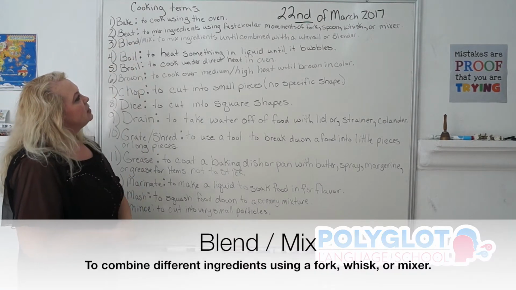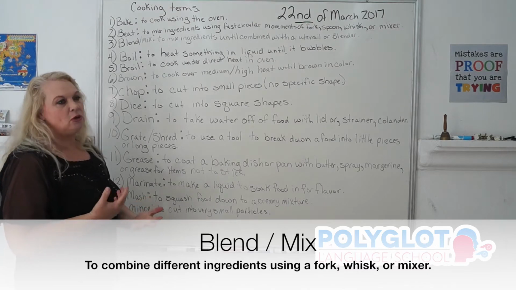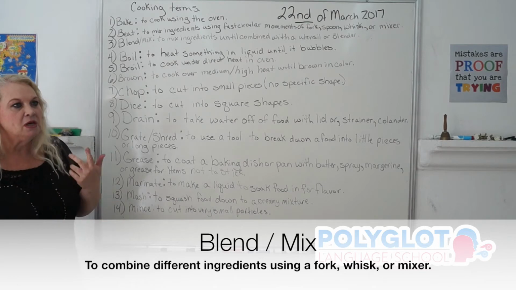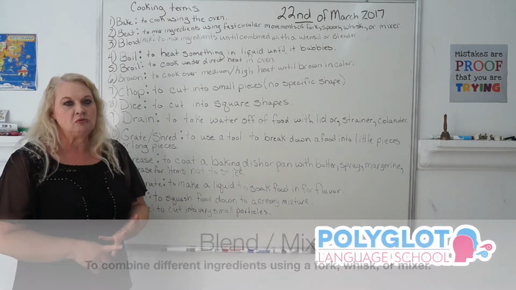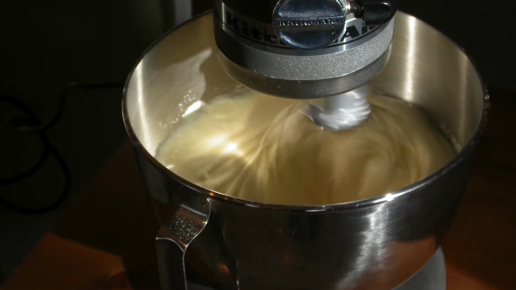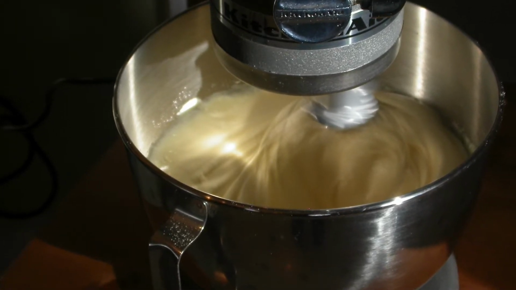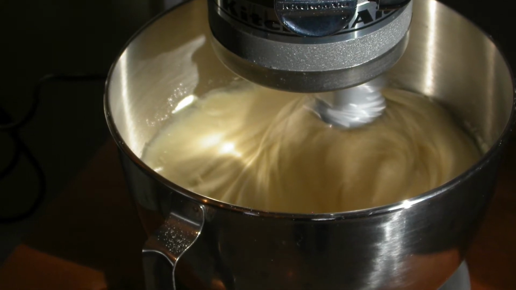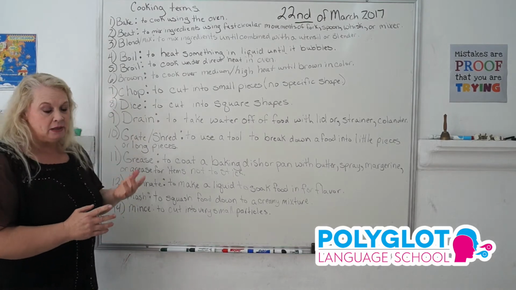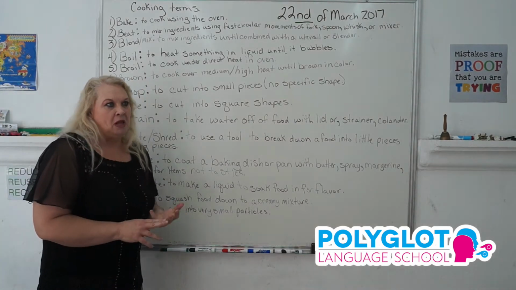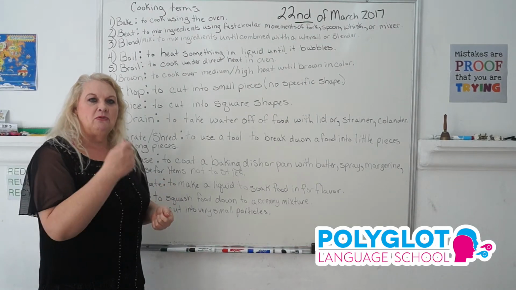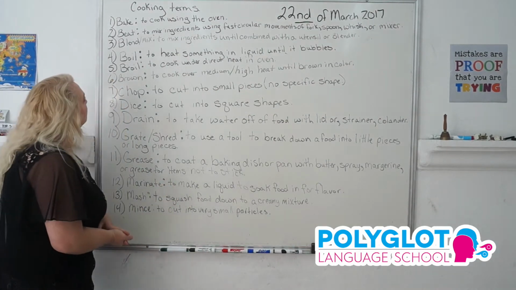Blend or mix. To blend or mix, you can use a fork, you can use a whisk, you can use a spoon, you can use your electric mixer, and you would do that until the ingredients are combined. So we mix or blend shakes, cake dough, cookie dough. Those are things we mix or blend with round motions once again.